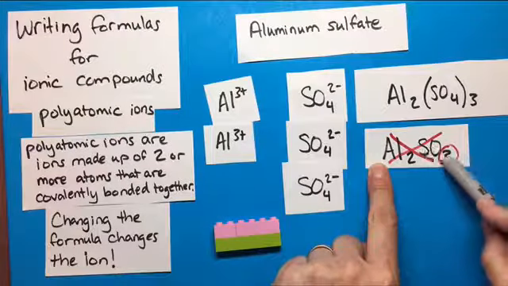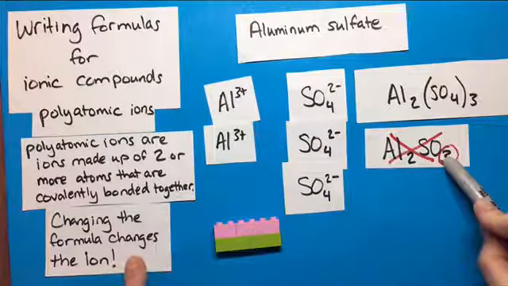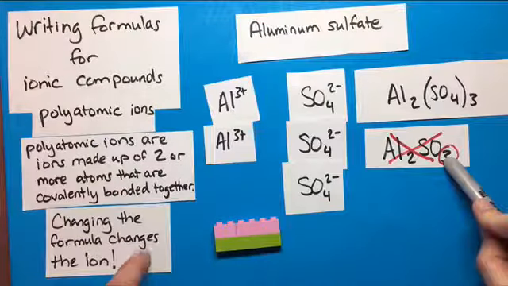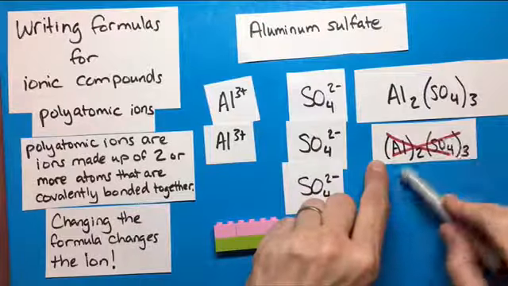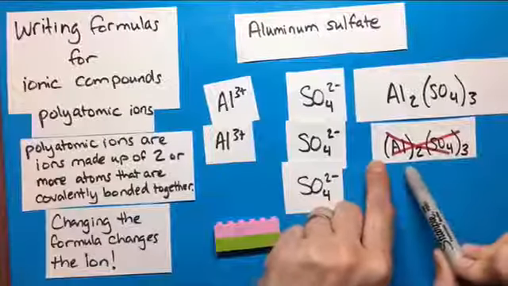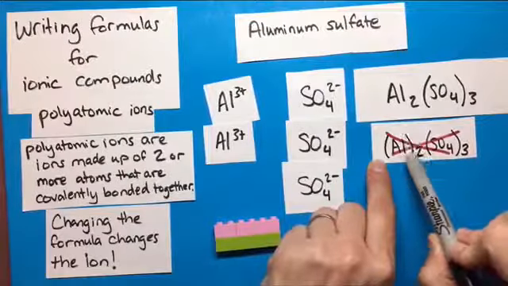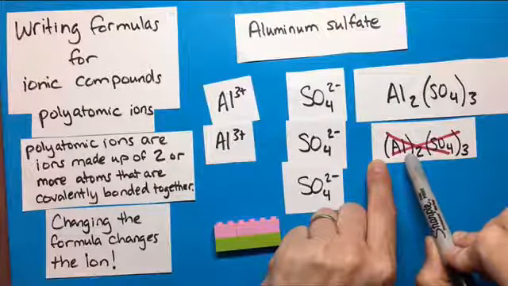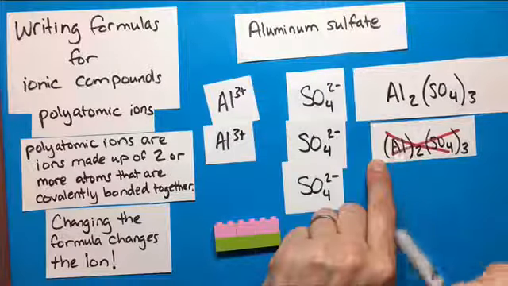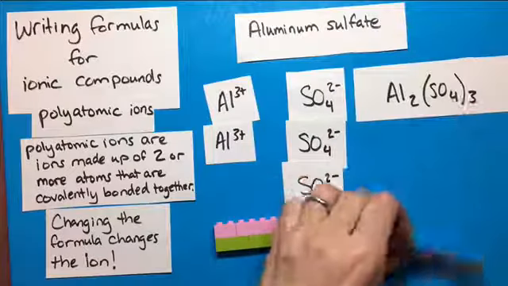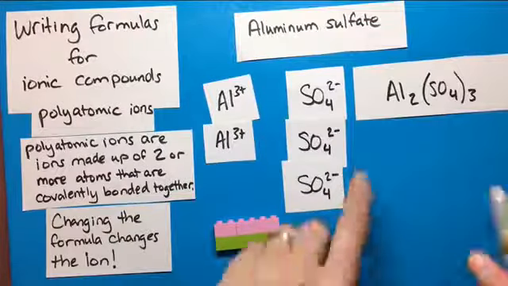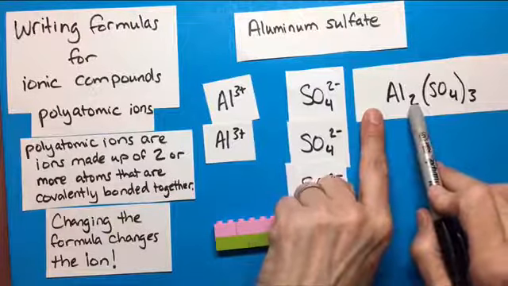Please notice that it is not okay to change the subscript on the sulfate ion, because when you change the formula, you change the ion. It's also not okay to put the aluminum in parentheses. When you have a monatomic ion, an ion made up of just one atom, we never need to use parentheses. It's okay to just write the subscript next to the ion, as we've done for aluminum here.